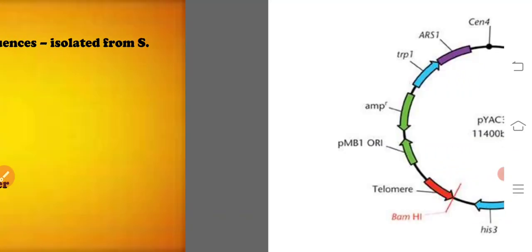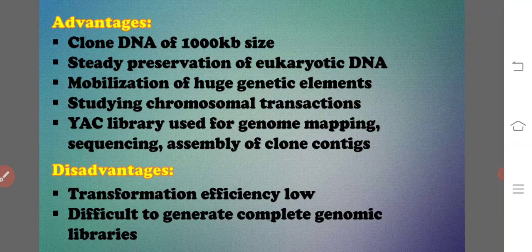Then the advantages of the yeast artificial chromosomes: cloned DNA of about 1000 kb in size, steady preservation of eukaryotic DNA, mobilization of huge genetic elements, studying chromosomal transactions. Yeast artificial chromosome library is used for genome mapping, sequencing, assembly of clone contigs. Disadvantages are transformation efficiency is low, difficult to generate complete genomic libraries.